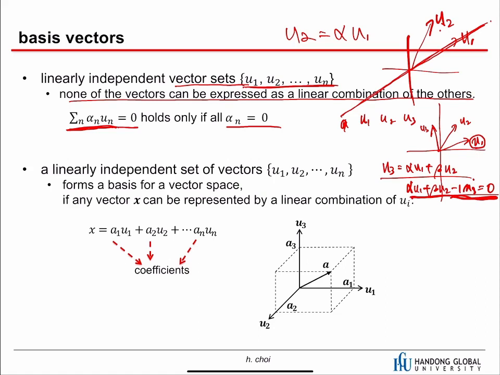Okay, and a linearly independent set of vectors can form a basis for a vector space. So they can span the vector space, and they can be used as a basis. If we have any vector x, then it can be represented as a weighted sum of all these basis vectors. Okay, and we need the coefficients here. Okay, good.